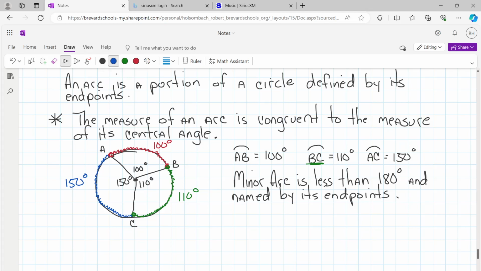And then arc AC, we started at point A and went around the circle. If you're tracing your pencil or tracking it with your eyes, you're going from A directly to C, the shortest route possible from A to C. We call that arc AC. These are all minor arcs. Now, a major arc. This is important.